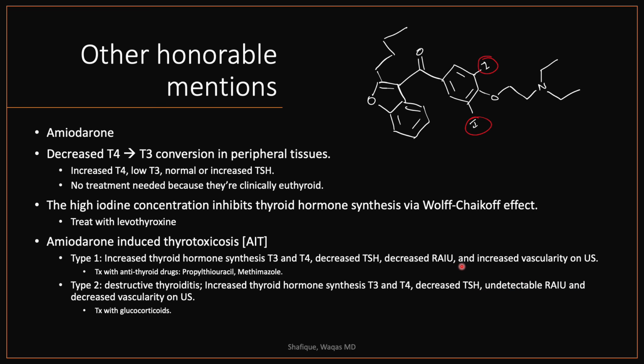And the ultrasound in type 1 is going to show increased vascularity, and in type 2, it's going to be decreased vascularity. And type 1 hyperthyroidism due to amiodarone will have to be treated with methimazole most commonly. We don't really use propylthiouracil unless it's in the first trimester of pregnancy because methimazole is teratogenic. Type 2 is treated with glucocorticoids.